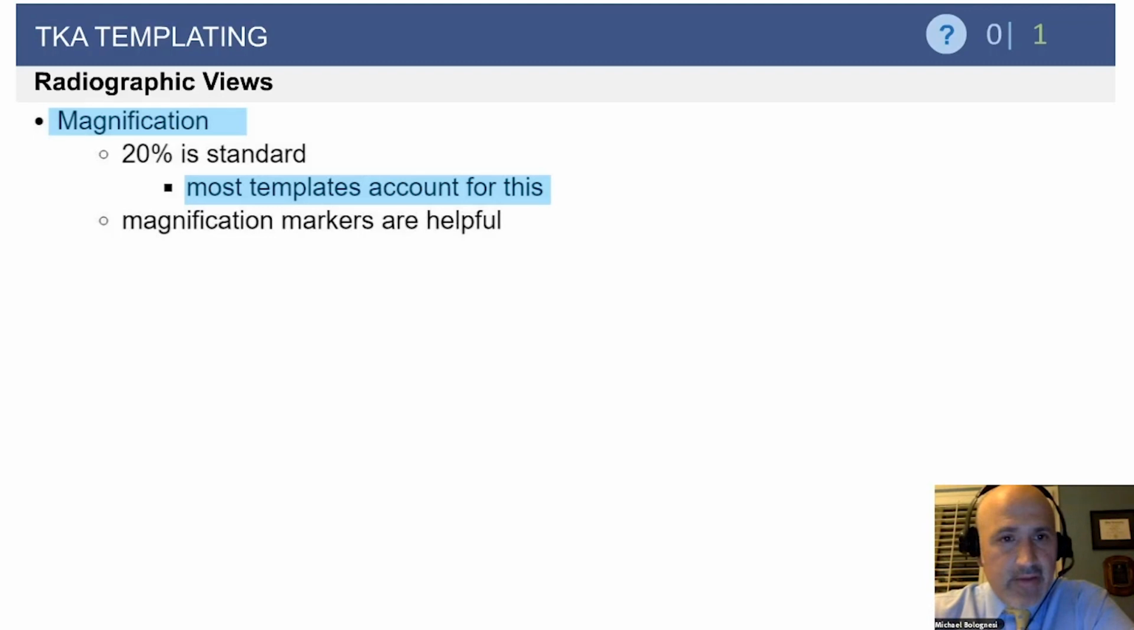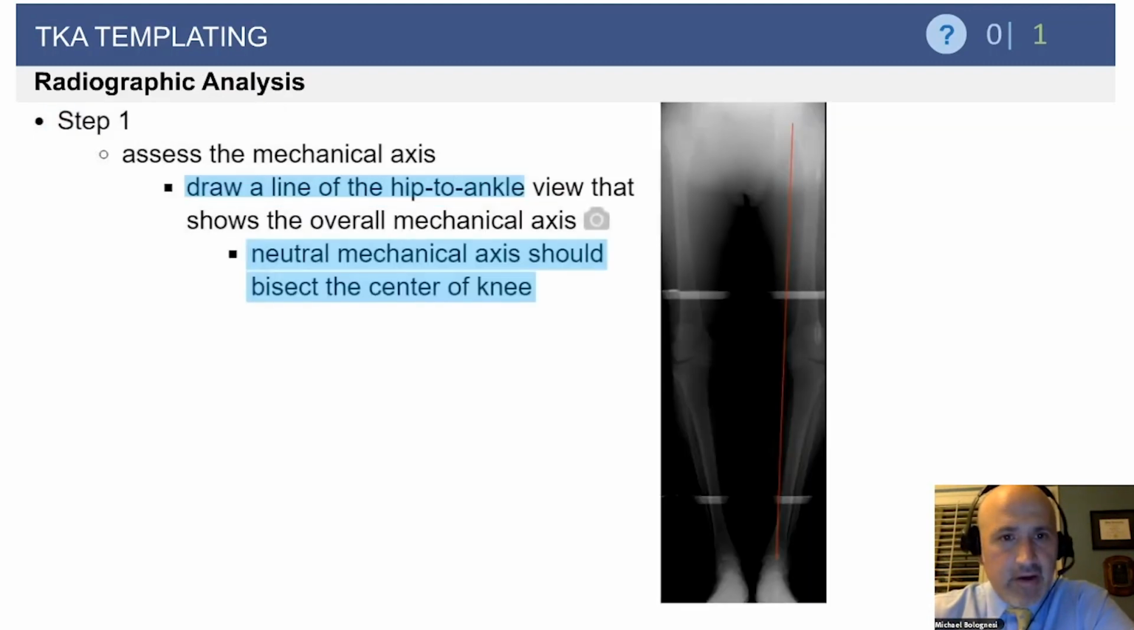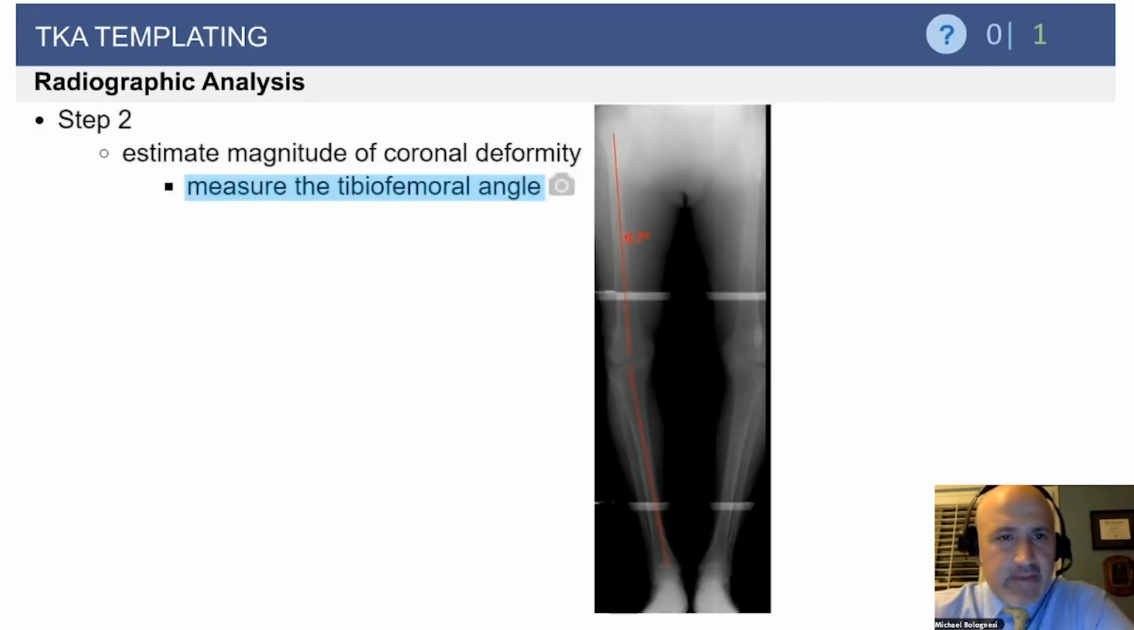That can help you avoid those cases where you might need to do something about an extra-articular deformity, but it helps allow for planning of bone cuts. Think about magnification through most systems. 20% is standard. I think if you use a digital templating system and a reference sphere or something like that, you're going to be more accurate than that.